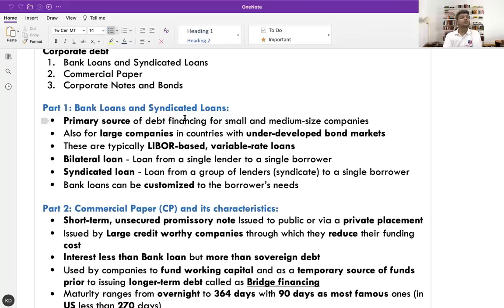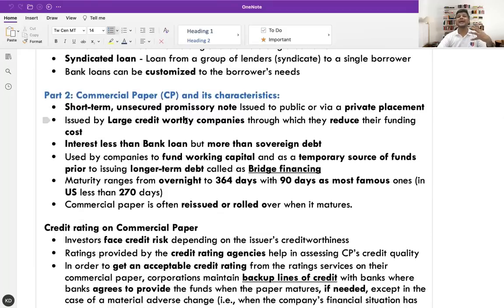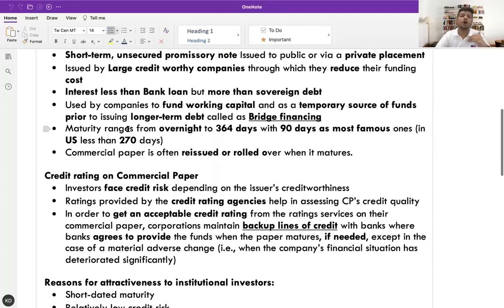Now, if you as a corporate have a very high credit rating, a very high reputation in the market, and enough financial strength to pay back, then you don't need to go to the bank to arrange funds. You can directly raise funds from the market. That's called commercial paper. Commercial paper is a way through which corporates can directly arrange funds from the open market. These are short-term unsecured notes issued to the public or via private placement, issued by large creditworthy companies, through which they reduce their funding cost.